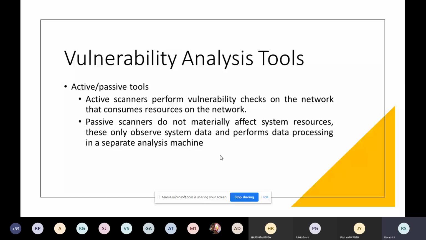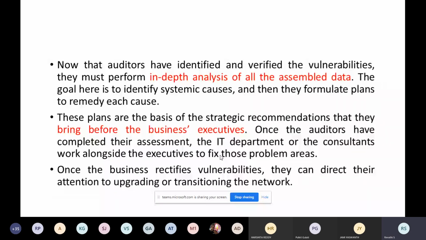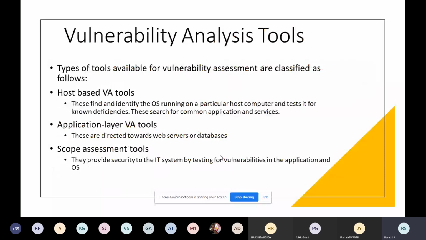Whereas passive scanning is where you are not disturbing anything at all. Everything is running in order. You are just observing the system and data, and you will do all the analysis at a separate point. That is called passive scanning. So these are all the vulnerability tools. Depending upon the vulnerability assessment type, accordingly we can select any tools.